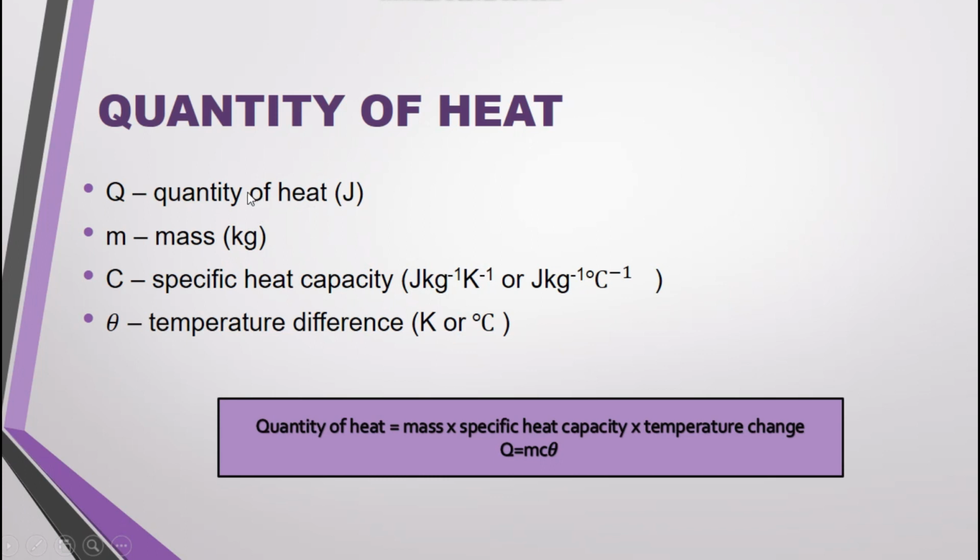The unit of quantity of heat is joules, the unit of mass is kilograms, the units of specific heat capacity are joules per kilogram per Kelvin or joules per kilogram per degree Celsius, and the unit of temperature difference is Kelvin or degree Celsius. I will show you some worked examples of using this equation.